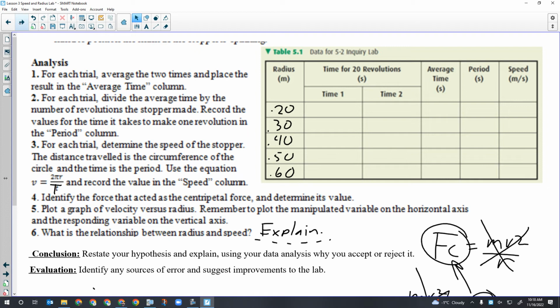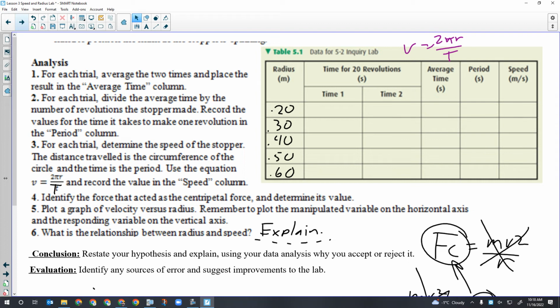Just to make sure that we eliminate as much observational error as possible, each radius will be done twice, and we'll average the two. That helps to take into account that we're going to have reaction time errors and things like that. You'll have your average time, divide that by 20 to get your period, and then calculate your speed using that formula.